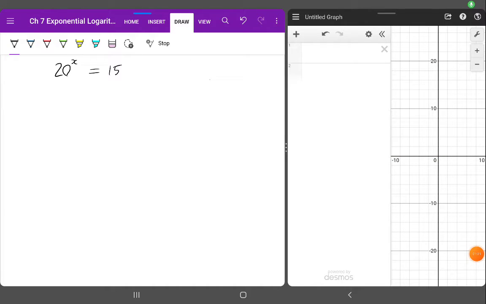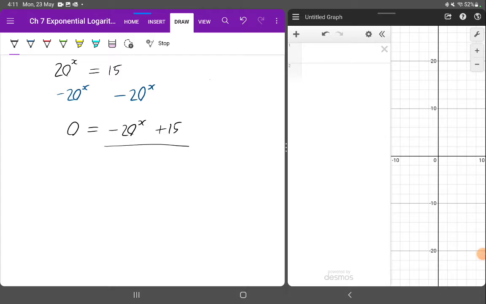But let's have a look at an alternative solution. So another way of writing 20x equals 15, if I take 20x from both sides, well, that's 0 is equal to negative 20x plus 15. Alrighty? And we're saying that this is going to be equal to 0. Well, that's like saying we have a function called y is equal to negative 20x plus 15, and that we're looking for when y is equal to 0.